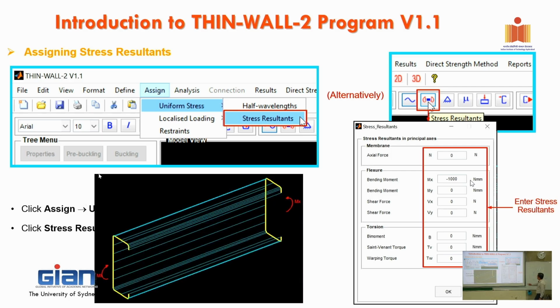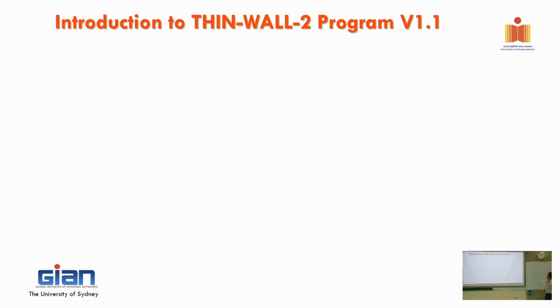Right, so if you click on MX, it's the minus, it's up and down, just minus or plus. So you can see the rotation arrow here. When you apply that, it means the top flange will be in compression. So that is bending. And then now you start to run the analysis.